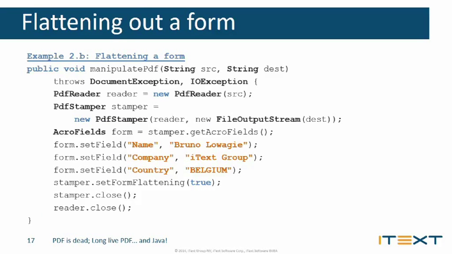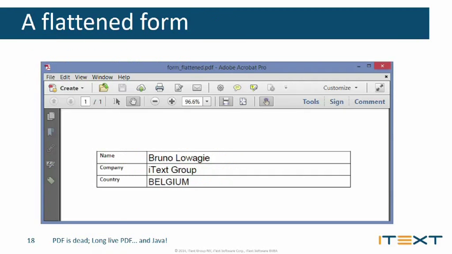So I have the exact same code here as on the previous code sample. It's Bruno's name now, and at the end there's one line added which says form flattening true, and then the result is it looks exactly the same, but now we have a static, non-dynamic PDF document with the content from the form, but all the interactivity from the form is gone. So this can no longer be changed in the regular interactive form way, which could be useful, for example, to archive this PDF document in your database or your document archival system.